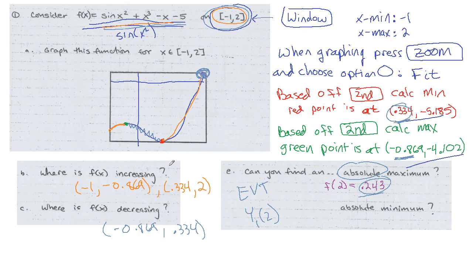And the absolute minimum, this does look like the lowest point. So the absolute minimum is going to be -5.185 when x equals 0.334. Hope that all makes sense to you guys. Good luck.